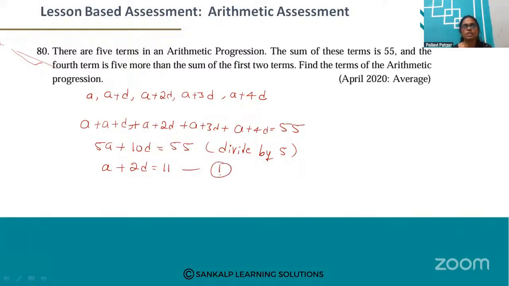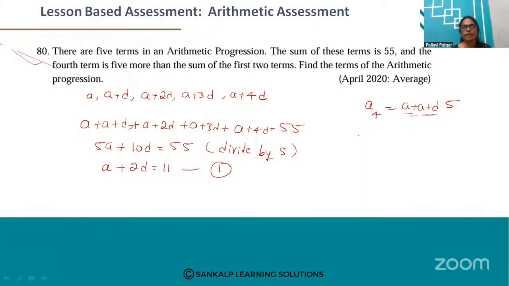Okay, so next, what are they saying? The fourth term is 5 more than the sum of the first 2 terms. So the fourth term is equal to 5 more than the sum of the first 2 terms. The sum of the first 2 terms is A plus D plus A, the first term and second term. 5 more than their sum is equal to the fourth term.